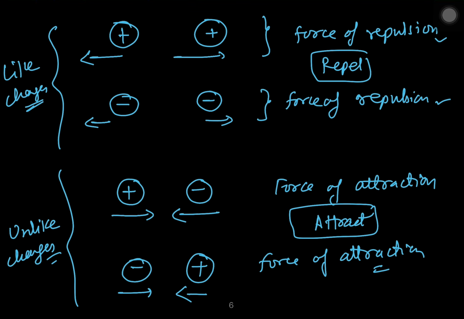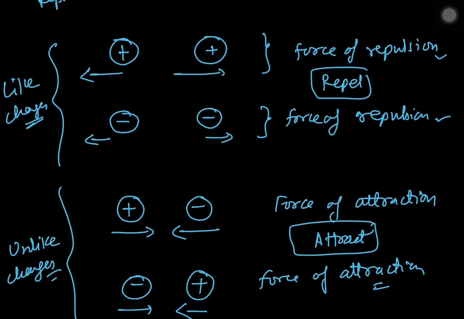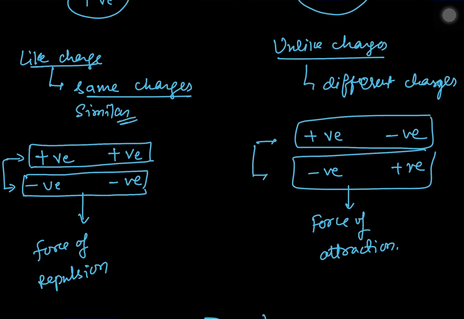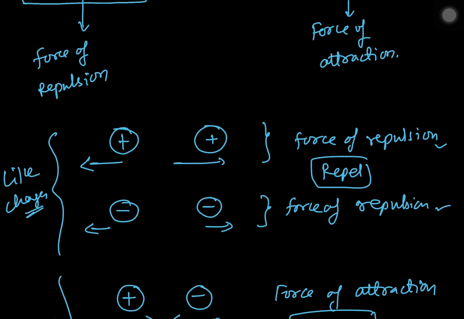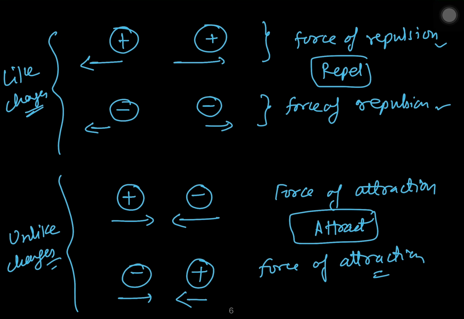And we have understood the fourth property of electric charge, that like charges repel each other and unlike charges attract each other. This is the particular sequence of this particular topic. So I hope that it is clear to all of you.